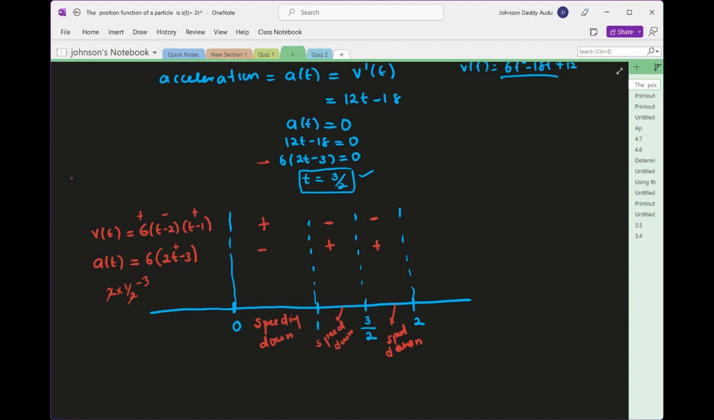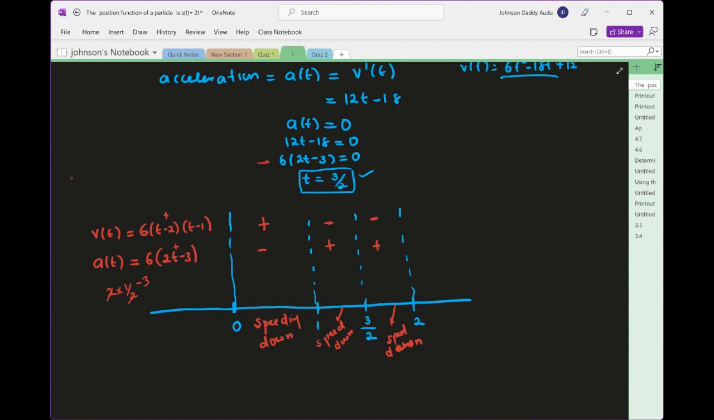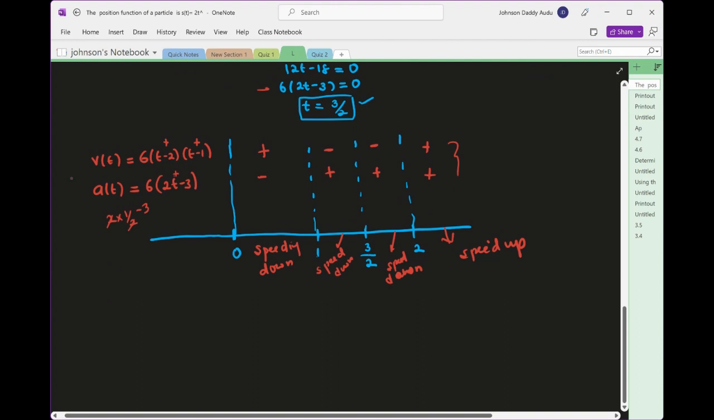Okay. Then now between 2 and infinity, I can take 3. If you take 3, here will be positive, here will be positive. So this is positive. If you put 3 here, it's also positive. So both the velocity and the acceleration have the same sign in this interval. This is where you have speeding up. So with this, you can answer question D.